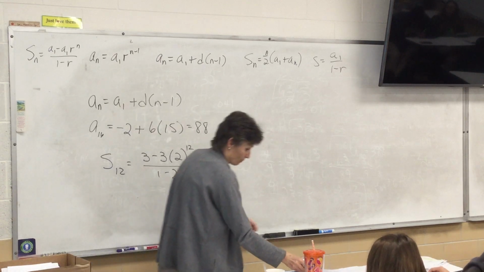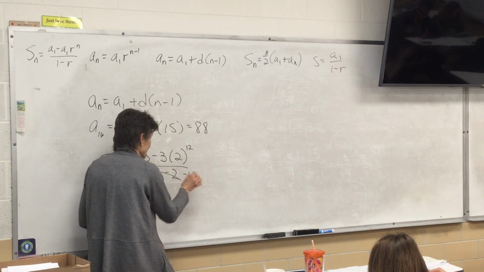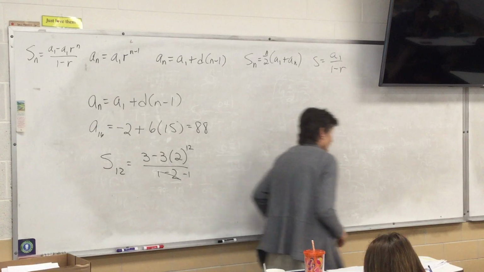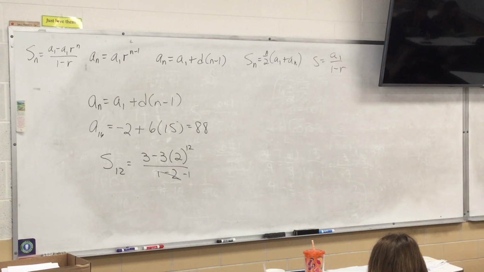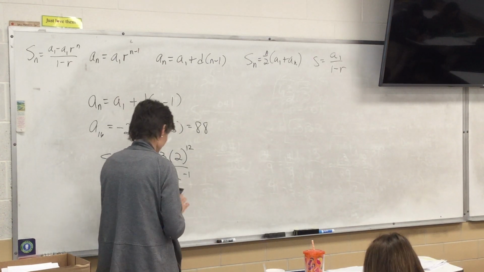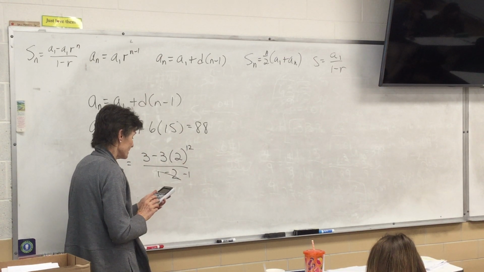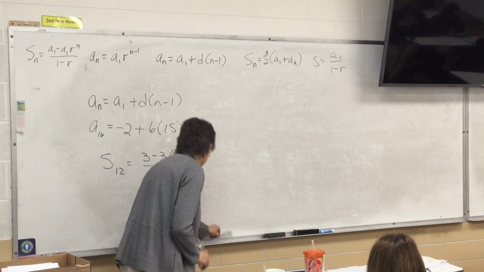Okay? Now, remember my hint is, I think it's always easier to go ahead and do this, so I'm going to make that a -1. When you type in the numerator, make sure you hit equals before you hit divided by. All right? So I'm going to type this in and see what I get. 3 minus 3 times 2 to the 12 divided by -1. Did you get 12,285? Yeah. Yes.